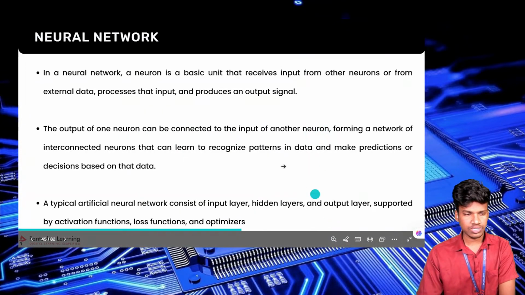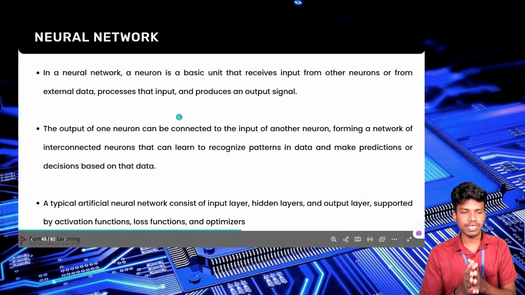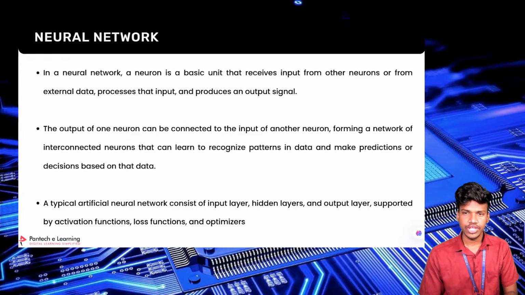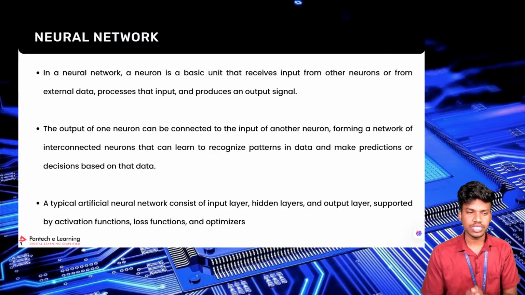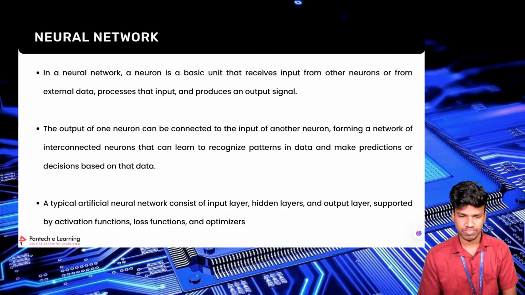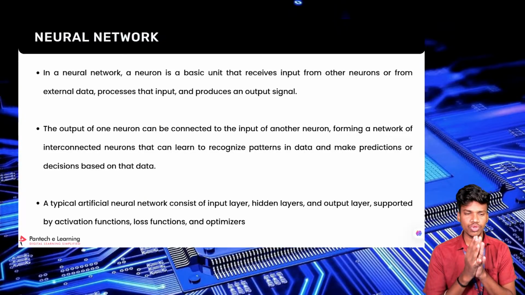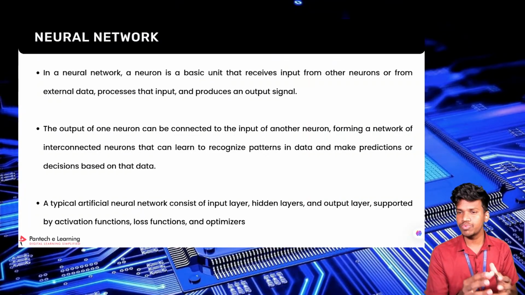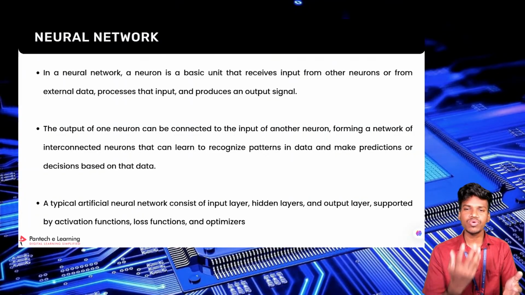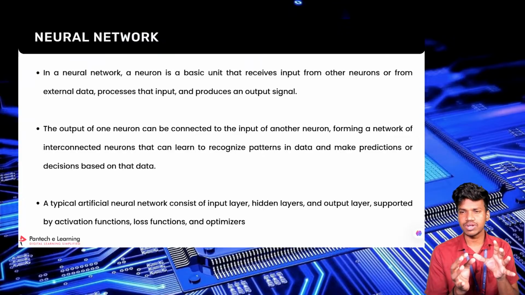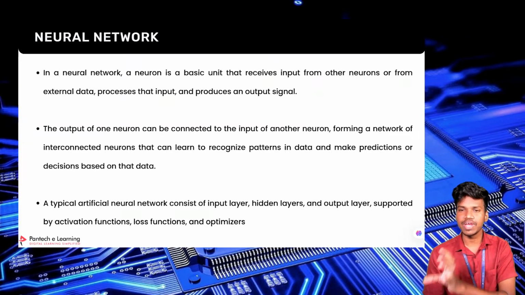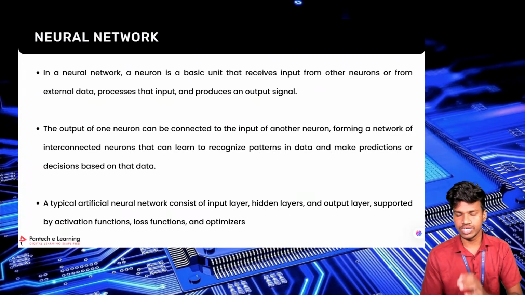And next one is neural network. So what is the exact meaning of neural networks? A neuron is the basic unit that receives input from other neurons or from external data, processes the input and produces an output signal. The output of a neuron can be connected to the input of another neuron, forming a network of interconnected neurons for recognizing patterns. Based on the pattern, the data will make predictions, and decisions are also included here.